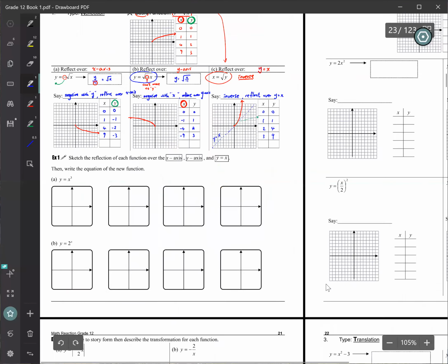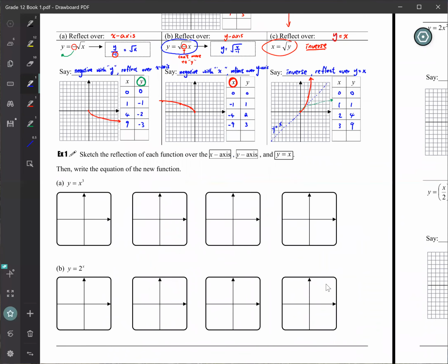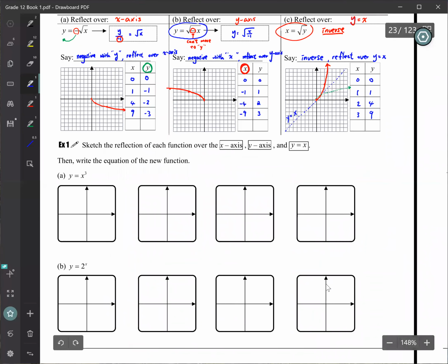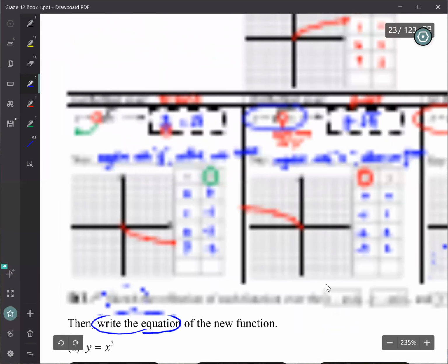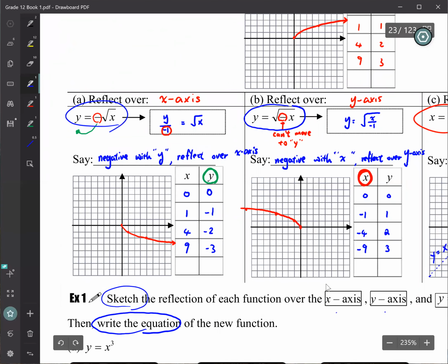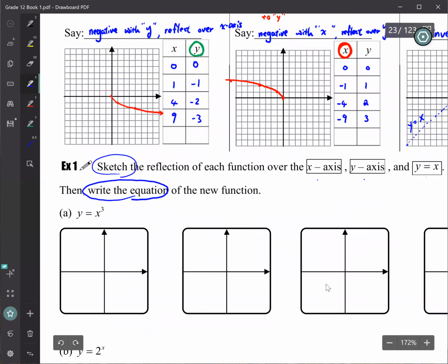So let's take a look at an example of how we can apply this to questions, all right? So the first question, we have a couple of things to do. First, sketch the reflection of the function over the x-axis, y-axis, and y equals x, right? Those are the 3 reflections. After that, write the equation. This is the second thing we want to do. What's the equation for the new one? That means you need to tell me what this one is. Reflection over the x-axis looks like that. Reflection over the y-axis, what does the new equation look like?